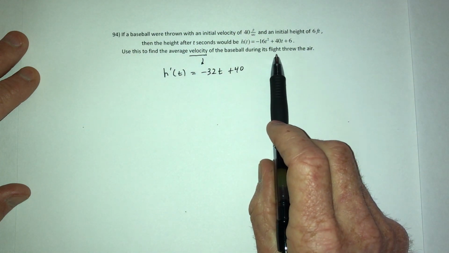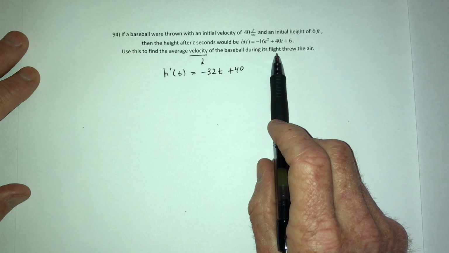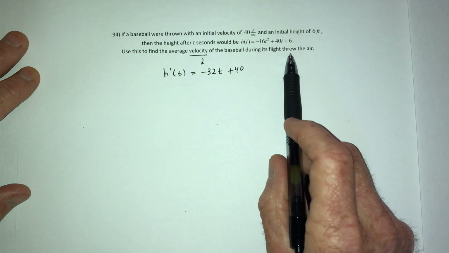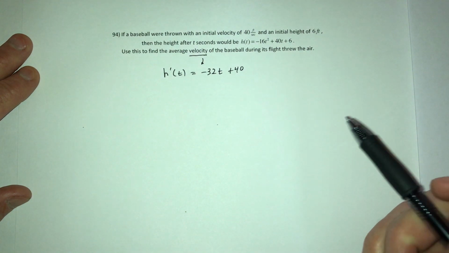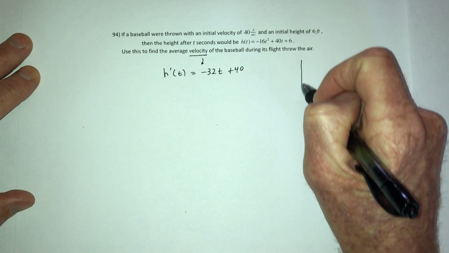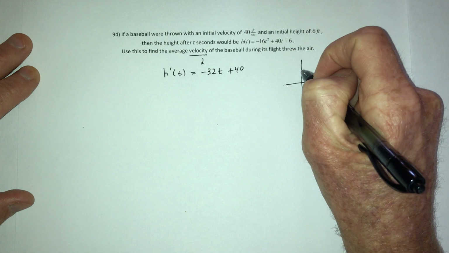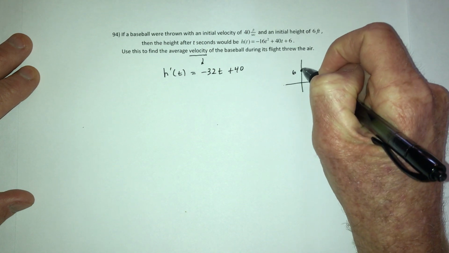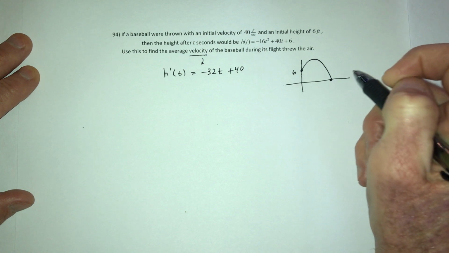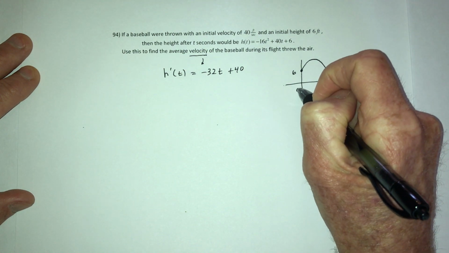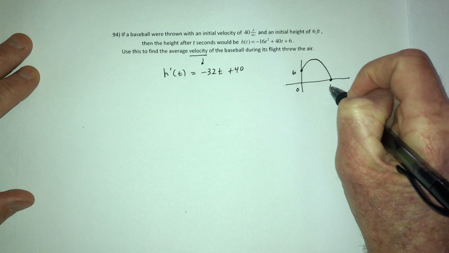And then during its flight through the air. Not quite sure that's how you spell through in this situation, but that's okay. This isn't English class. So it's going to start at a height of 6. It's going to go up, and gravity is eventually going to bring it back down. So this is going to be at time equals 0, but this one is time equals what?